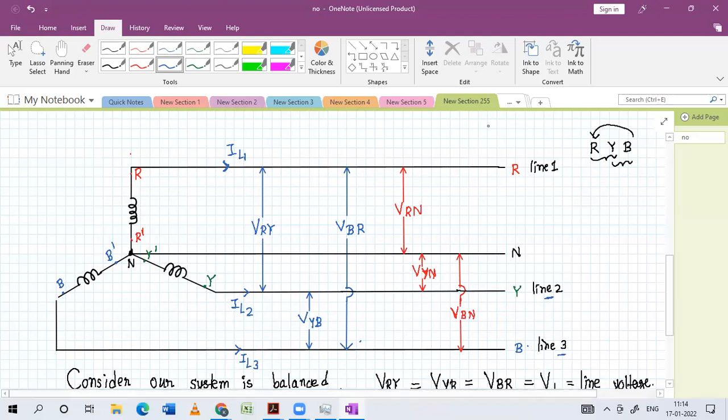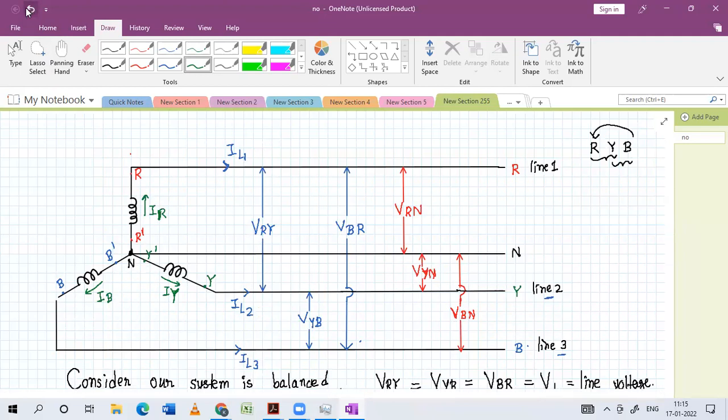Now, what is a phase current? The current passing through the phase is the phase current. This is our system rotating in a magnetic field, and that is why it produces a three-phase voltage. The current comes out from the phase, and that is the phase current IR. The current coming out of the Y phase is IY, and from the B phase is IB. So IR, IY and IB are our phase currents, and IL1, IL2 and IL3 are our line currents.